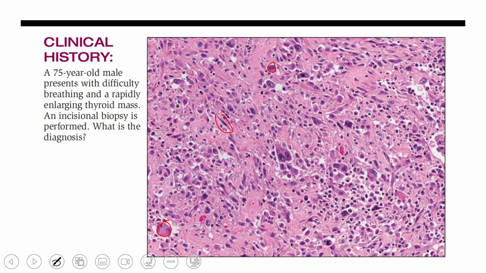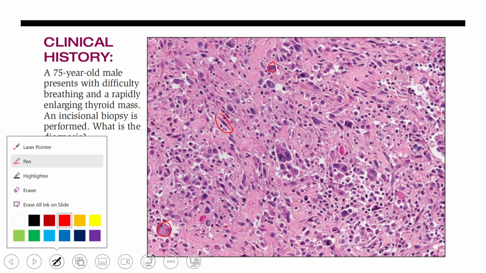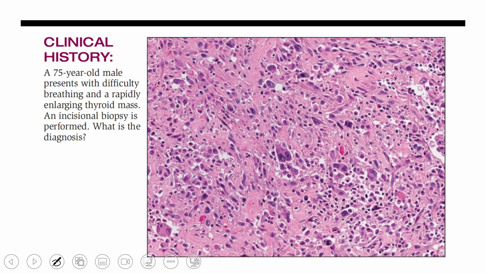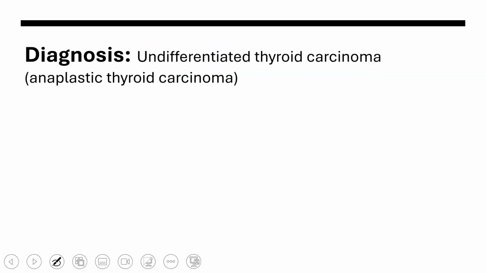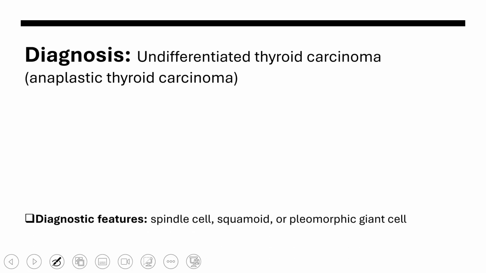These giant cells can also be seen, and squamoid cells are also present here, and there is no colloid-like appearance. Such features are also the features of undifferentiated or poorly differentiated thyroid carcinoma, most commonly anaplastic type. So the diagnosis is undifferentiated thyroid carcinoma, anaplastic thyroid type.